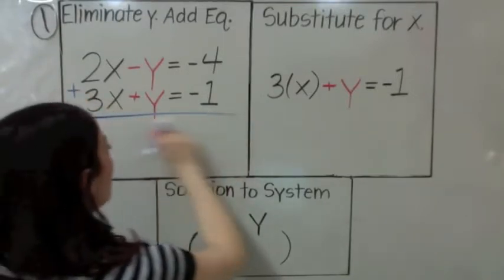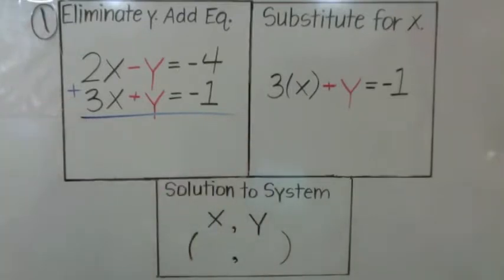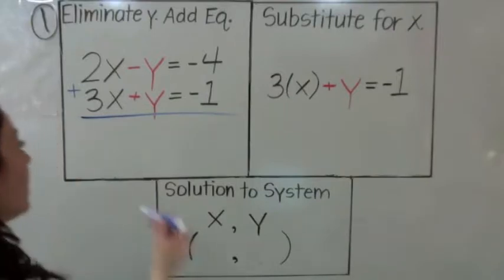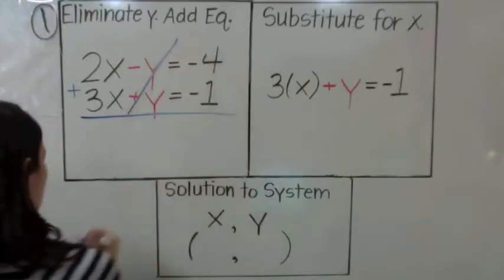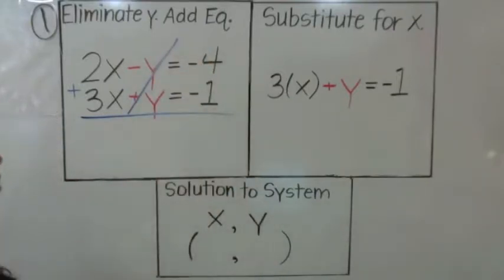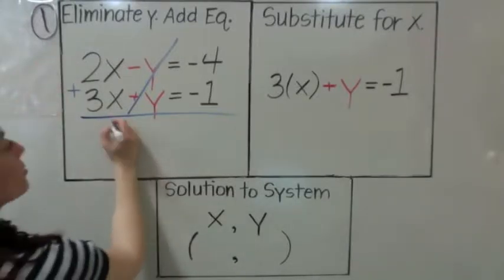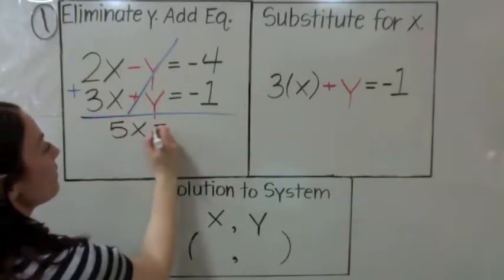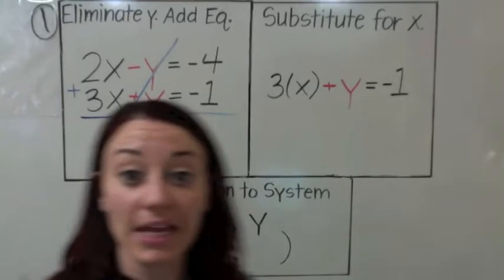So to show that we're going to add these equations together, we can draw a long line with a plus sign. Now, what is negative y and positive y? Negative y and positive y make 0. So cross them out. And now I'll ask you, what is 2x plus 3x? That's pretty simple, right? 2x plus 3x is, add 2 plus 3, it's 5x. And so 5x now equals a -4 and a -1.